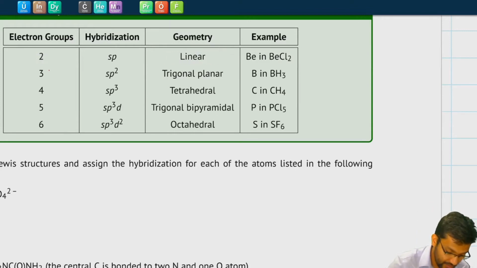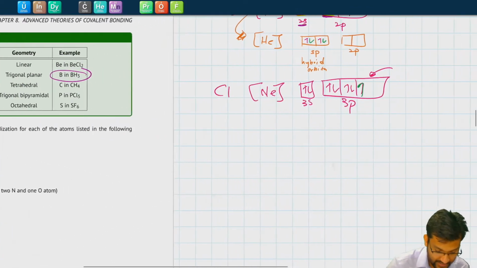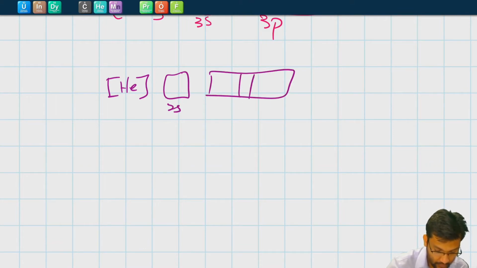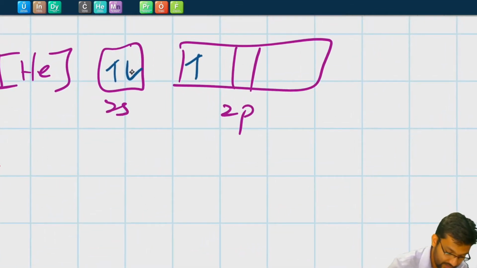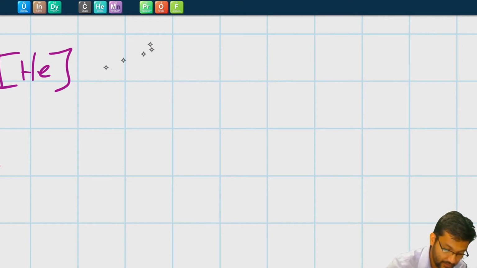So let's look at a case where we'll have three electron groups by teaming up one s orbital and two p orbitals, for example, in BH3. So boron has electronic structure 2s2, 2p1, like this. So it doesn't have three unpaired electrons for bonding, so you might be wondering, how is it forming three bonds? Well, again, it teams up the s orbital with two of the p orbitals to help with bonding.